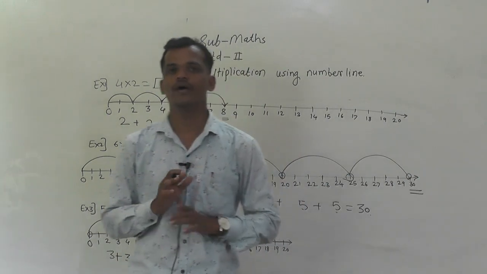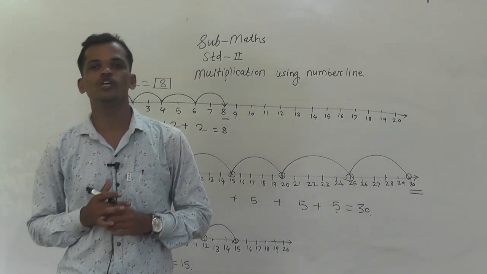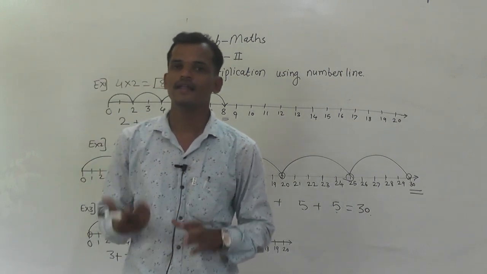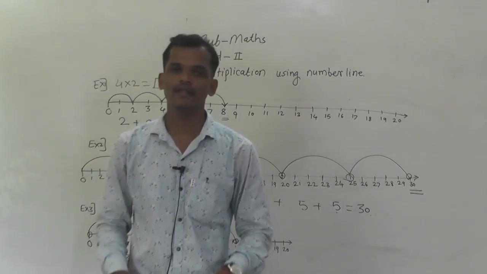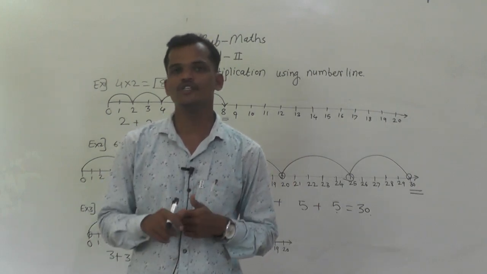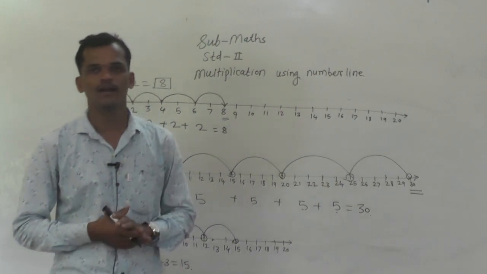So today we have learned multiplication by using number line. Number line is the line having numbers. We can do the operations addition, subtraction, multiplication and division on this number line.